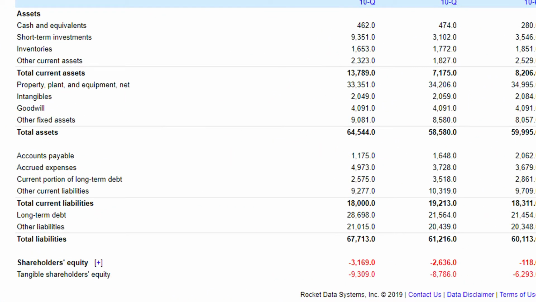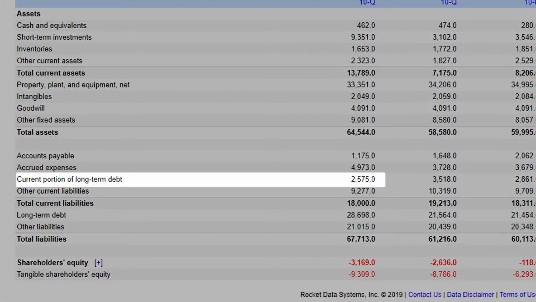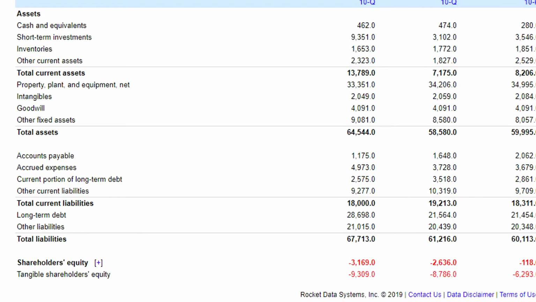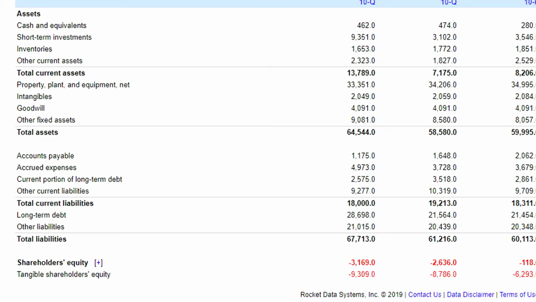So for American, they have just over $28 billion in long-term debt, and they have just over $2.5 billion in short-term debt. So American's current debt position is just over $31.7 billion. That is the total debt that American has on its balance sheet in the most recent quarter. So now we want to calculate their debt to equity ratio.